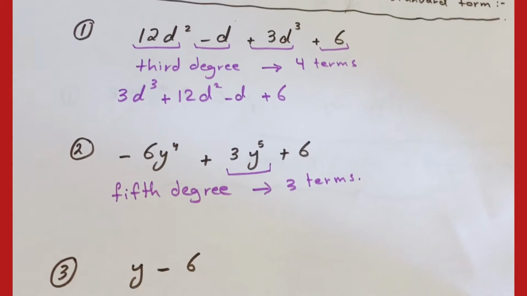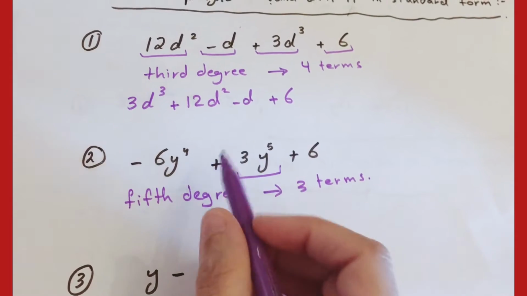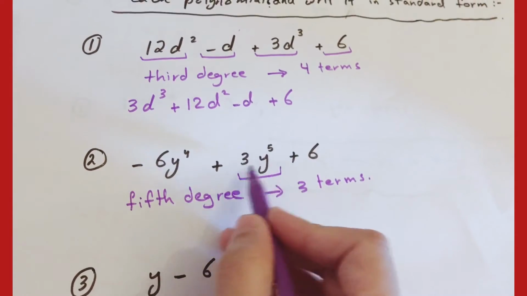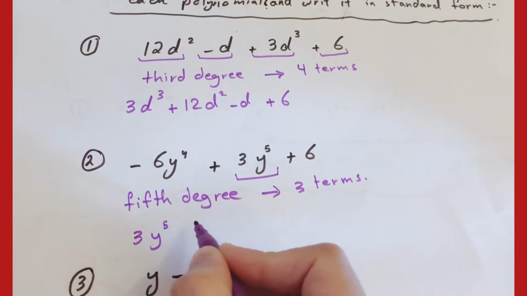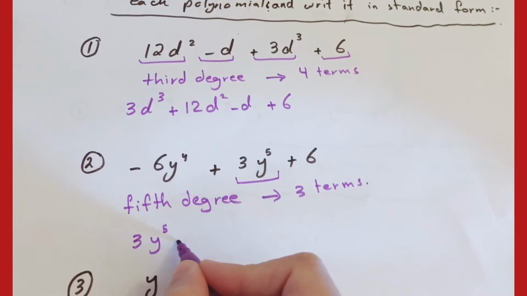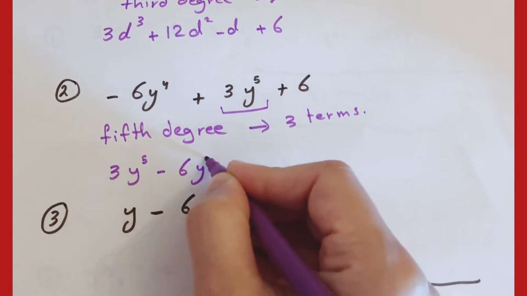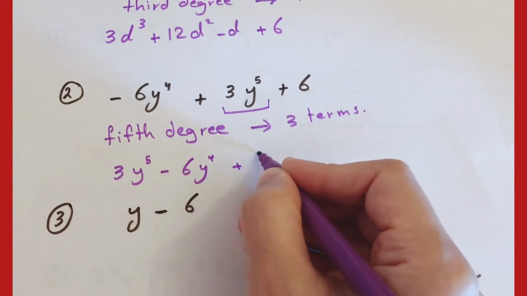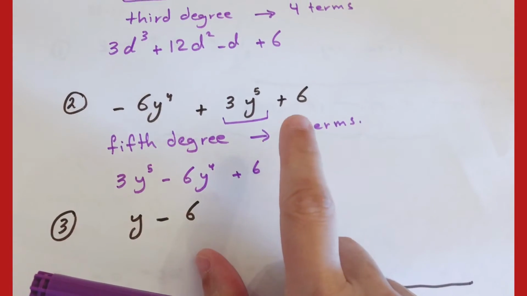Okay, so now let's write it in standard form. First of all, I write the 3y to the power of 5, then this one, minus, don't forget the signs, minus 6y to the power 4, then plus 6. As I said, the y here is to the power of 0.